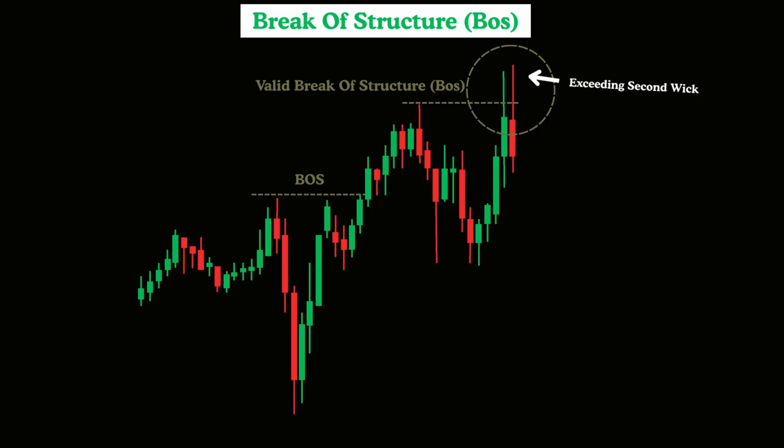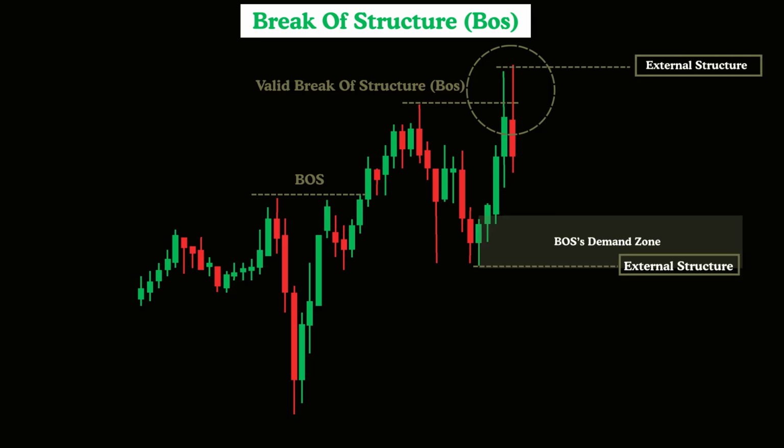The internal activity between this new high and low doesn't affect the bullish outlook as long as price remains above the newly formed major low. Only when price closes below this low with conviction do we consider a valid CHOCH or trend reversal.